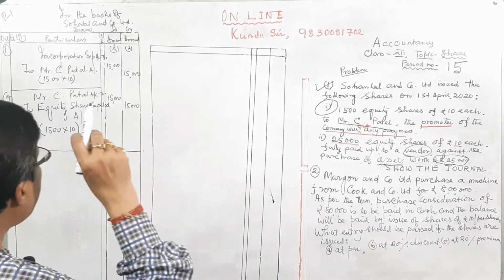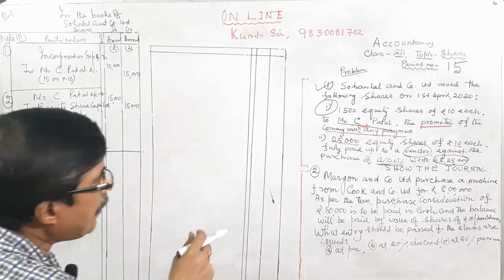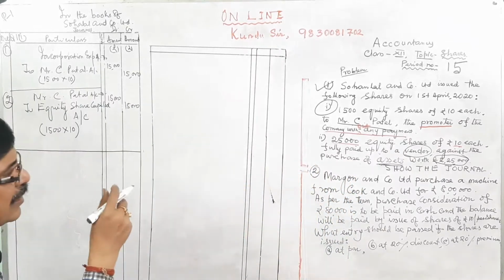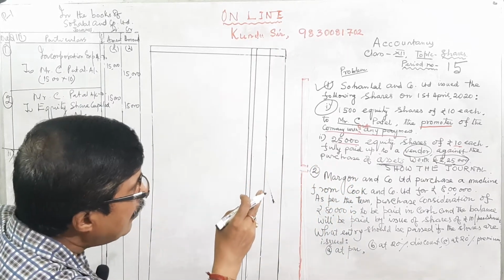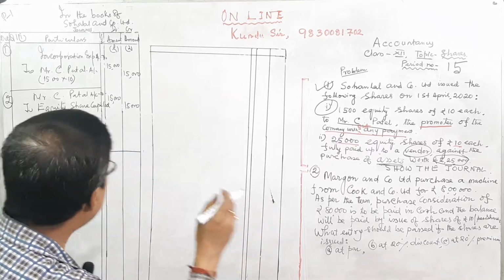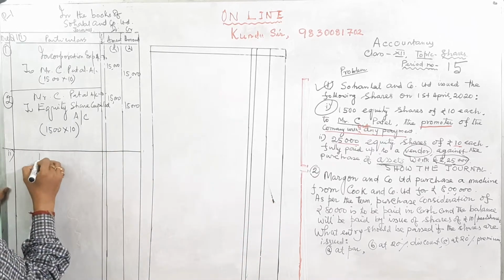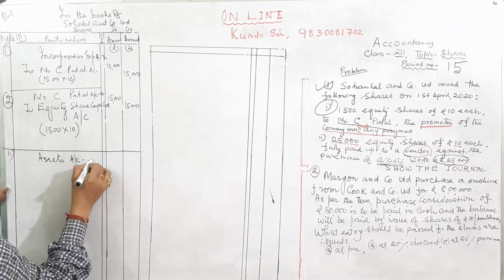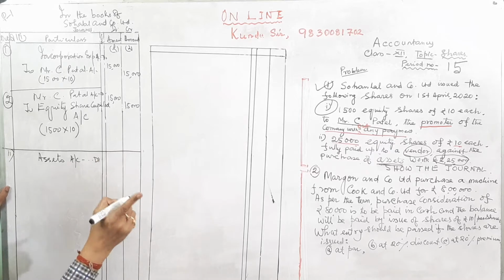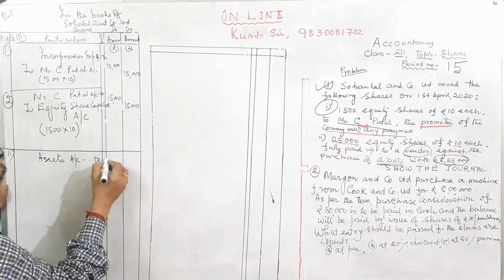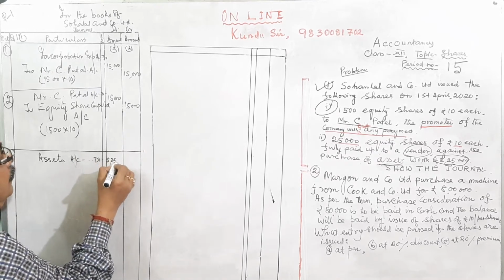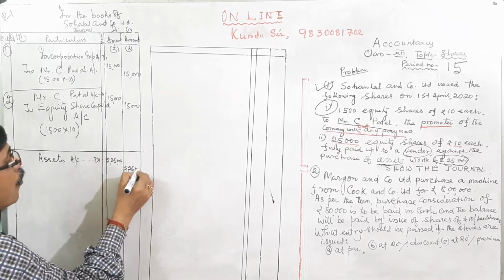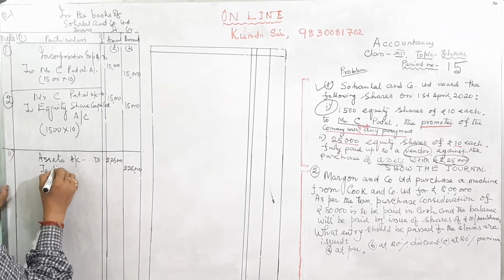First you make an entry for the purchase of assets. How much? You are purchasing assets equal to 2,25,000. Then assets account, because we are not purchasing a business, we are purchasing assets from the vendor, 2,25,000 from the vendor.